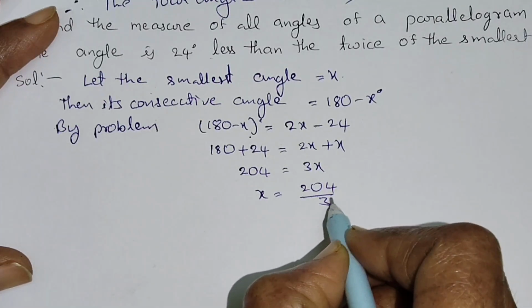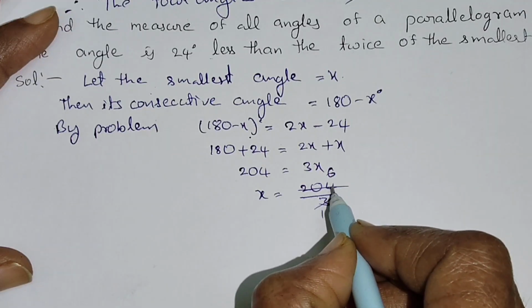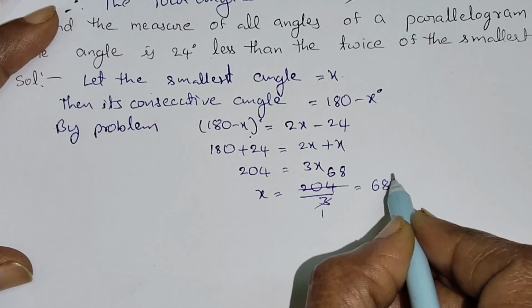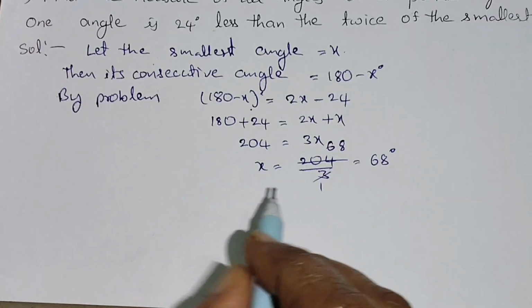204 by 3. Here 3 ones are 3, 3 6s are 18. Here 2 4s are 24. Here 3 8s are 24. So here x equal to 68 degrees, which means we write the angles.